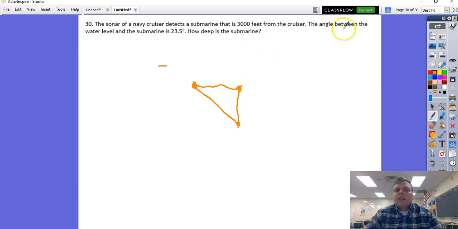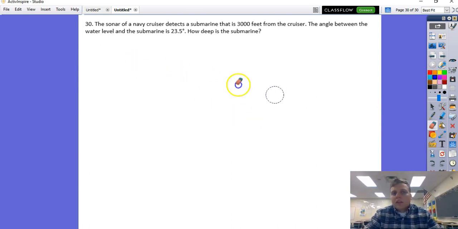And it says the angle between the water level and the submarine is 23.5. Because here's my water. So this is kind of like my point for the water. And here's my line. It's going to be hard to write. Hold on. Let me erase some of this and try drawing this again.